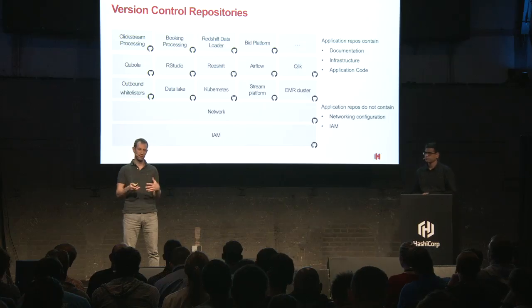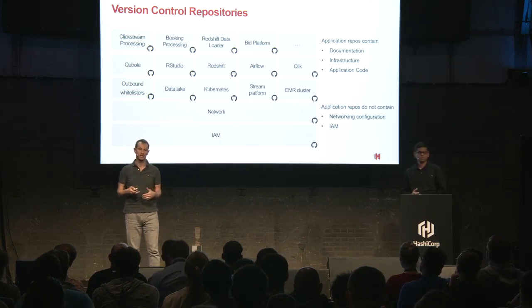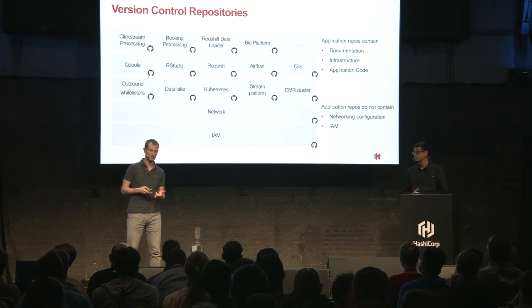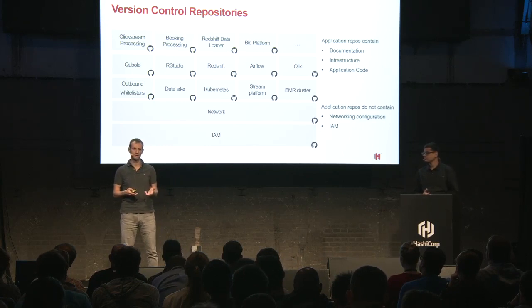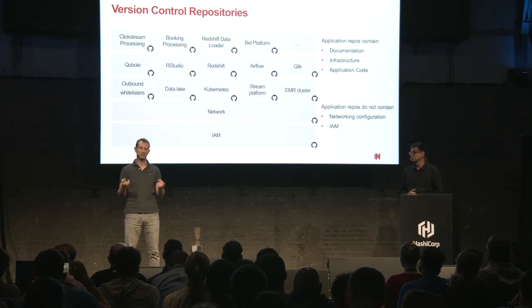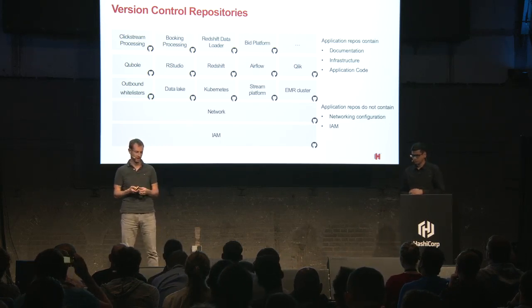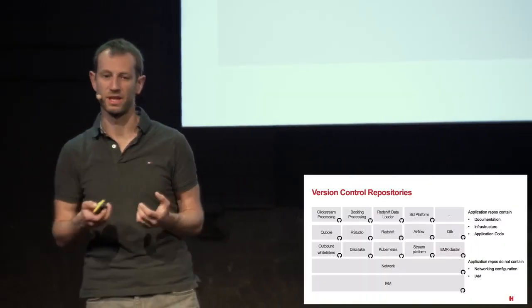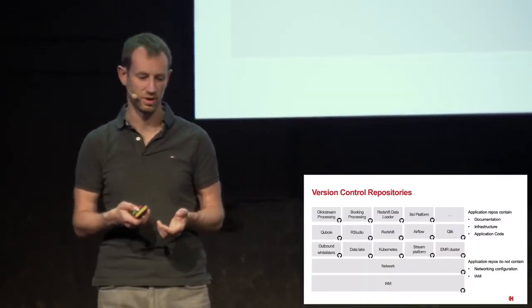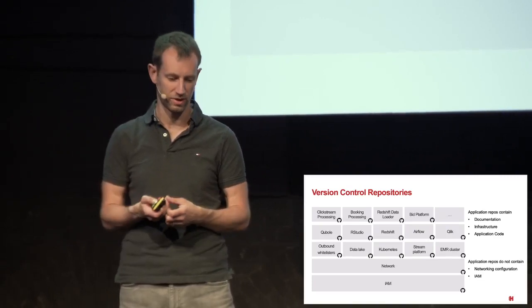Because we need to ensure our security posture, we separate out our networking and our IAM. Things like VPCs, subnets, NACLs, and Direct Connect are all in the networking layer, and they're owned by our operations team. And IAM, equally, user permissions, roles, and policies, are in the IAM repository.